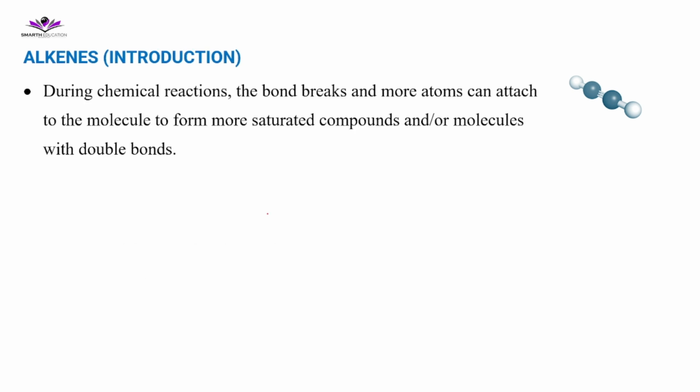And then during chemical reactions, the bond breaks and more atoms can attach to the molecule to form more saturated compounds or molecules with double bonds, meaning that from alkynes you can form alkenes, you can also form alkanes.